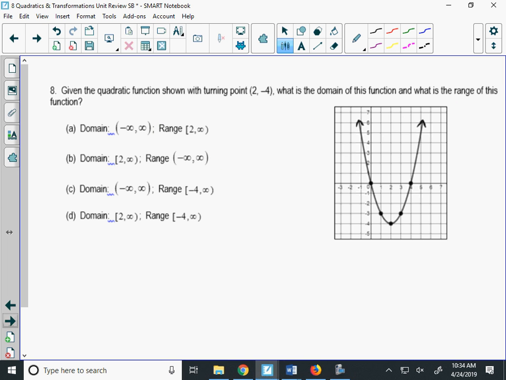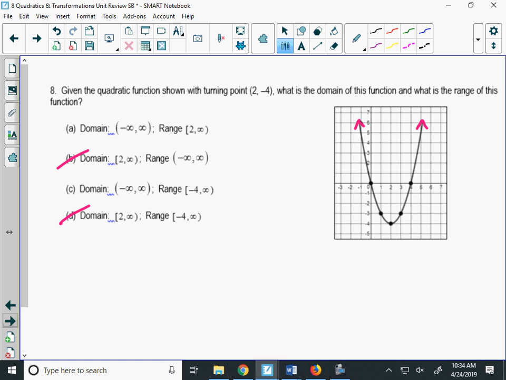All right, now we're going to look at number 8, another multiple choice. We're given a parabola. What is the domain and the range? Well, notice on the end of this graph, there are arrows. And when you have arrows going to the left and the right, your domain is going to be all real numbers. I can automatically eliminate B and D. I want negative infinity to infinity.